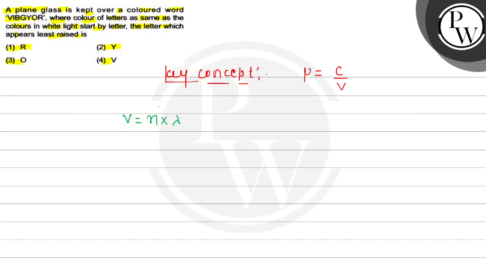Here n is the frequency, lambda is the wavelength, and v is the velocity in that medium. And c can be written like this. The frequency will remain the same, but the wavelength will change. So this will be c equals n into lambda naught. Okay, so let's put these two values in this key concept.